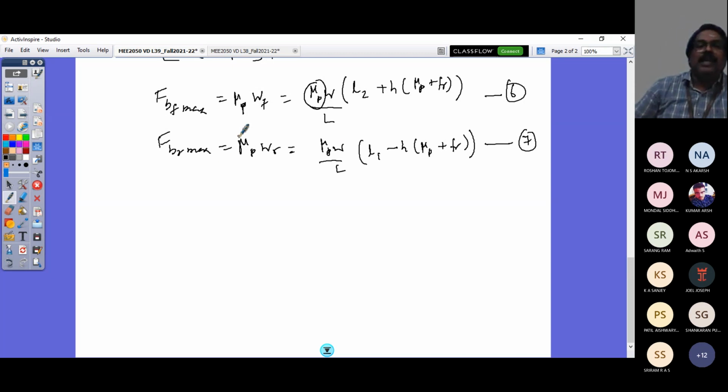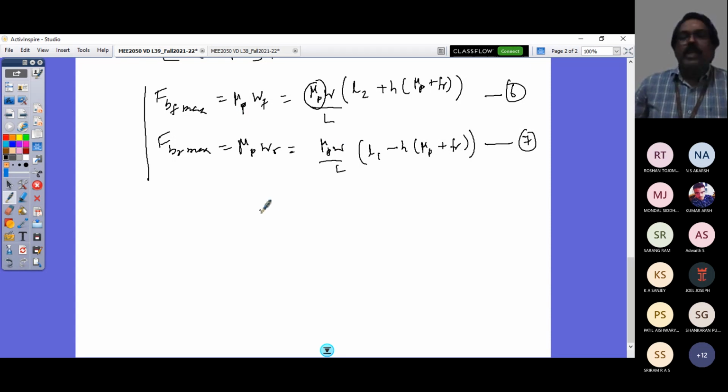But in today's class, we have derived this expression for the braking force that can be developed or supported by the tire-road interaction when the brake system supplies the braking torque to the wheels, and it is limited by the road adhesion coefficient.